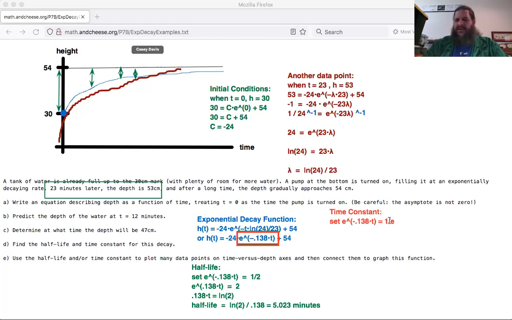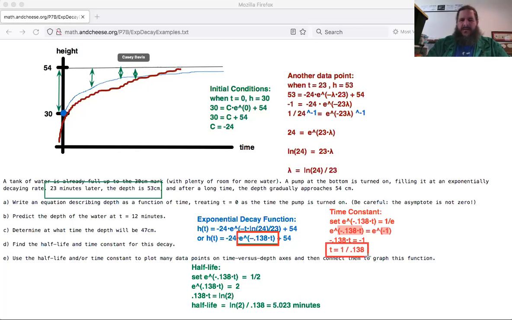In fact, 1 over e is the same as e to what power? Yeah, that's just e to the -1. Since we've got the same base, we can just set the exponents equal to each other. So a shortcut for finding the time constant is we can just say we want the time that turns the exponent into exactly -1. Divide by negative 0.138, and we get t equals 1 over 0.138. So that would be the time constant, 1 over 0.138.